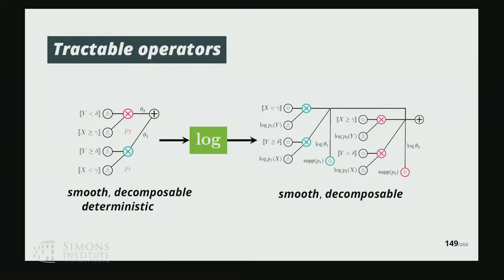And in the algorithm, what happens is we actually lose determinism. So to represent a logarithm of a circuit in polynomial time and with a polynomial size output circuit, we need determinism. And in the output, we actually lose determinism. The output is only going to be smooth and decomposable, which is important when we think about how we actually want to compose these operators, right?